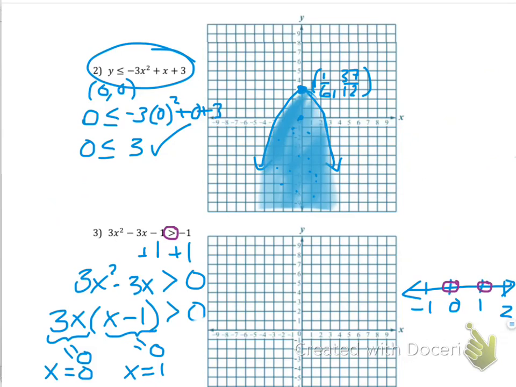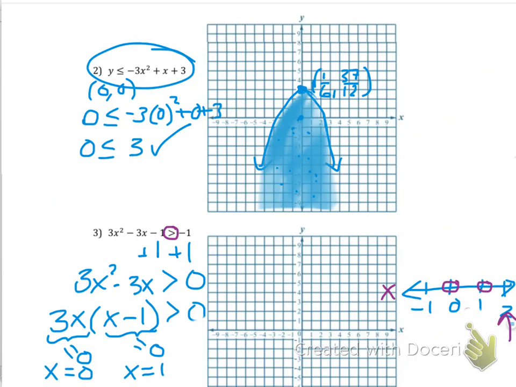And now I need to figure out, do I shade, what values are going to work, right? Because these are all of my values of x. So are numbers in between 0 and 1 going to work? Are numbers less than 0 going to work, or are numbers greater than 1 going to work? So I have to pick a value of x on each side of my zeros. Okay, so let's take a look.